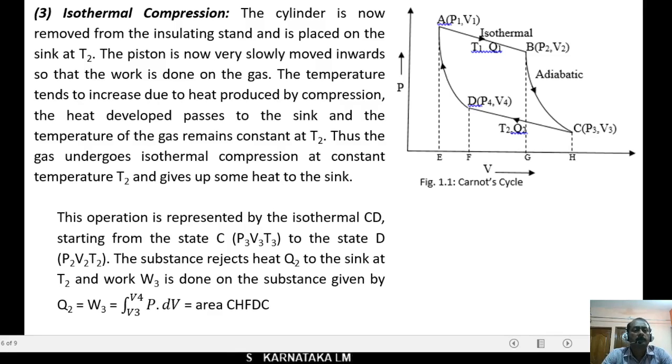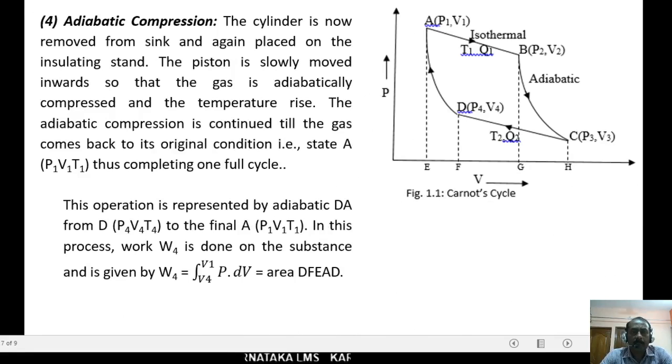Now you can see the fourth stroke, that is adiabatic compression. Now the cylinder is removed from the sink and again placed on the insulating stand. The piston is slowly moved inward so that the gas is adiabatically compressed and the temperature rises.